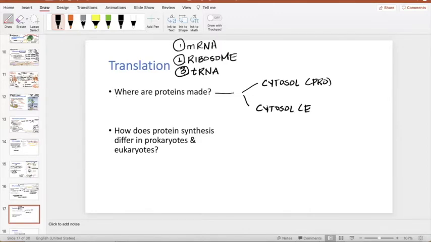Now, why did I branch this way? Well, because remember that for prokaryotes, the cytosol and the DNA material are all in the same place because there's no nucleus. So the ribosomes exist and protein synthesis exists in the same area as DNA, okay? So I'll put protein synth and DNA/RNA are in the same place.